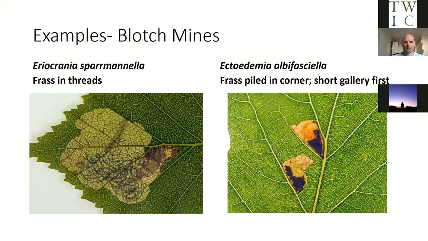And then it follows the vein downwards, and it gets to a point where it opens out into the final blotch. So blotch mines can be kind of hybridized, gallery to start with, blotch to finish. And also sometimes the blotch can subsume the initial gallery, rendering it very difficult to see.